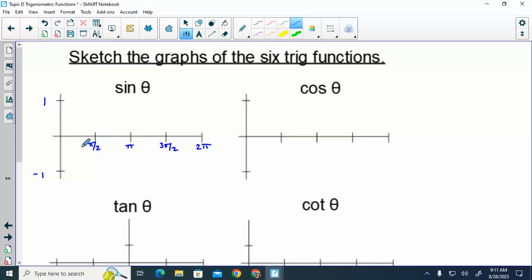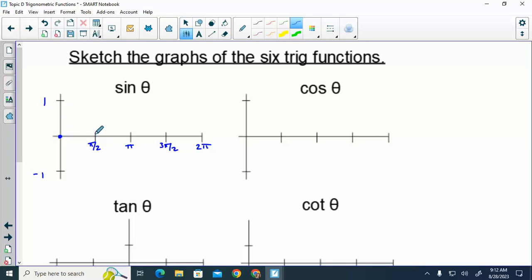Okay, you can look at your unit circle to help. You can think about your hand trick. Sine of 0. What is the sine of 0? So square root of 0 over 2 is 0. If you're looking at your unit circle, the y value at 0 was 0.